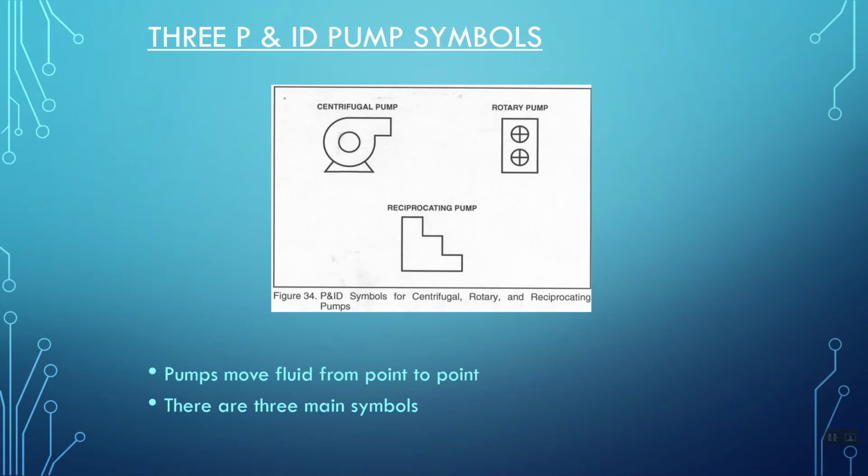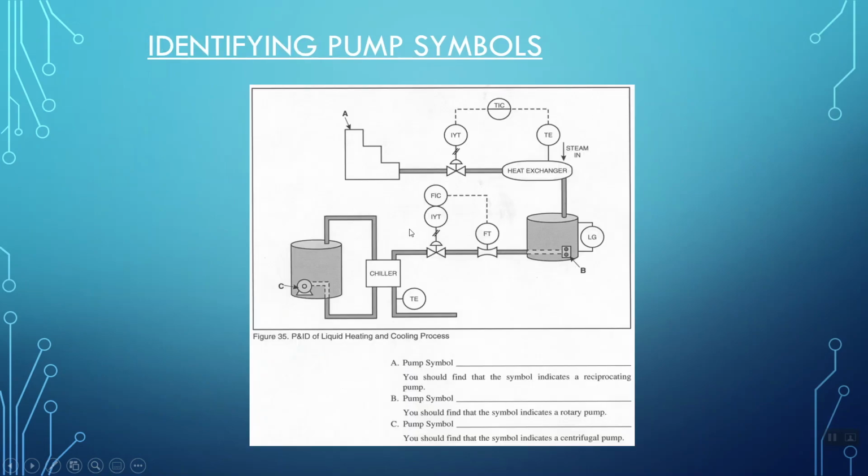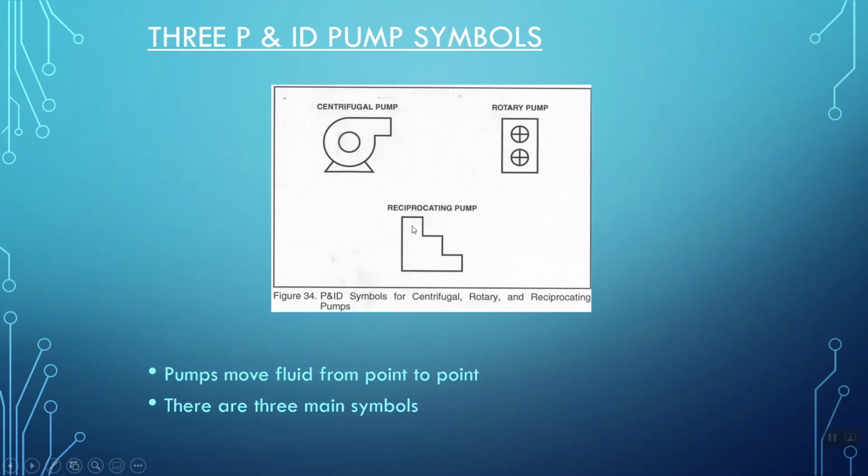A centrifugal pump looks like this. There's a motor circulating it, and it circulates fluid. A rotary pump looks more like a mixer, whereas a reciprocating pump bounces back and forth. Think of a reciprocating pump like what you would do when you're pumping up a tire with a hand pump on a bicycle. That's a reciprocating style pump.